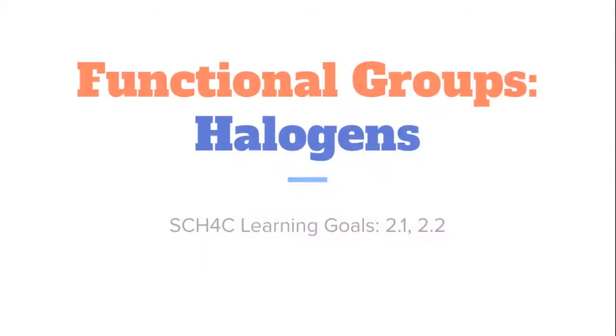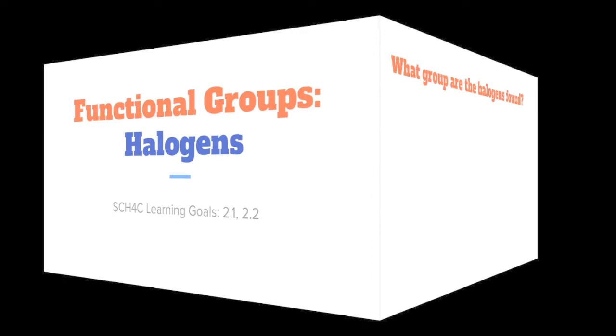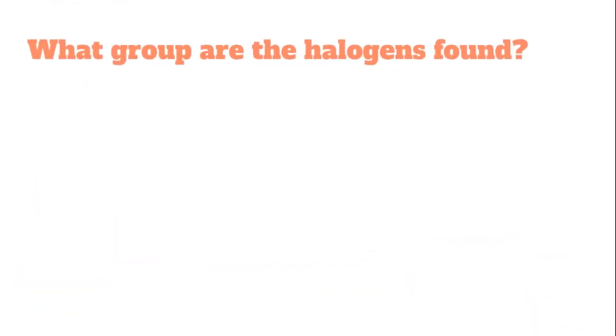All right, grade 12 functional groups, halogens. This all goes over into our learning goals 2.1 and 2.2. We'll get into alcohols and ethers as well as we do this video. So again, what group are the halogens found in?